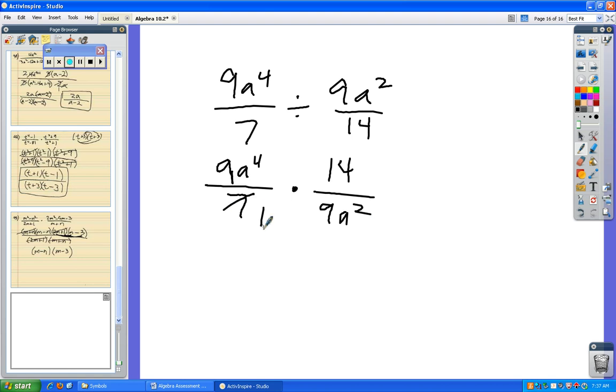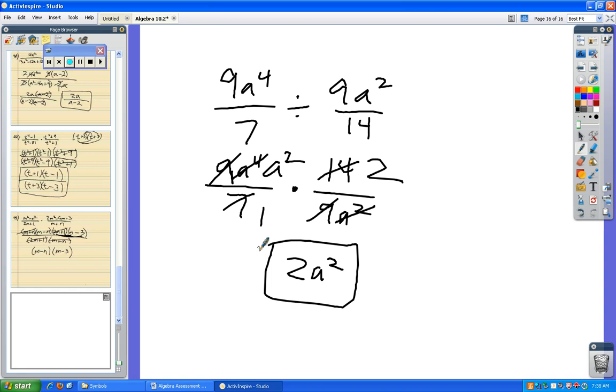The 9's cancel. There are leftover a's on the top. And so our answer is 2a to the 2nd. So all of this now is just doing 10-2. We just have to do one extra step. Just do the reciprocal. Here, we'll try a couple more.